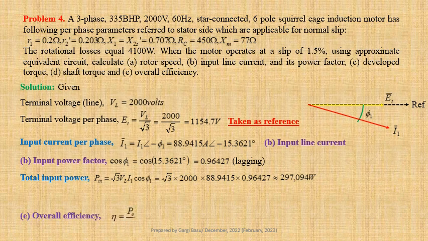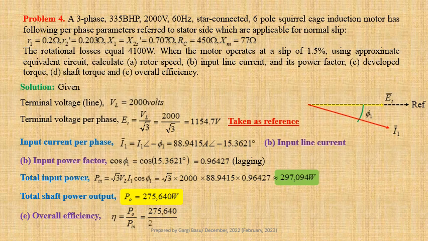Now we shall calculate overall efficiency of the motor. Eta equals PO divided by Pin. We have obtained total shaft power output PO equals 2,75,640 watts. Therefore, eta equals 2,75,640 divided by 2,97,094, that is equal to 0.9278 per unit or 92.78%.